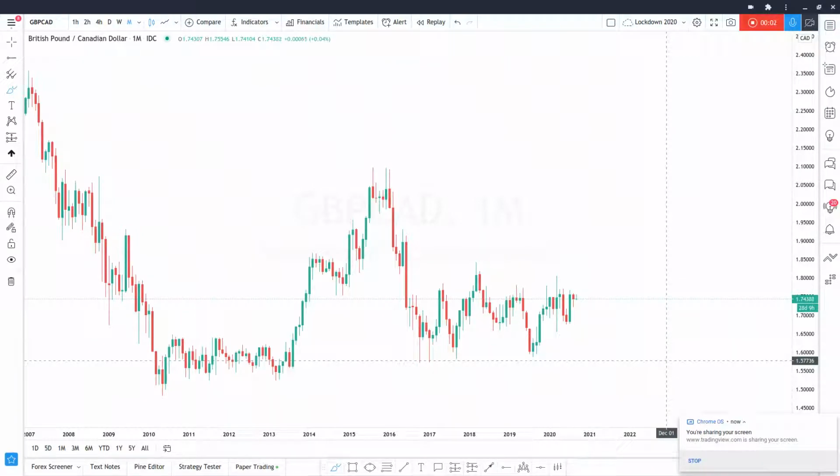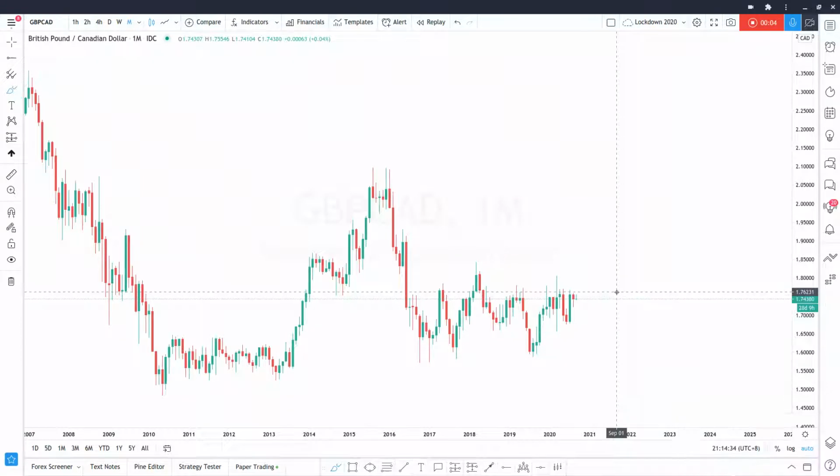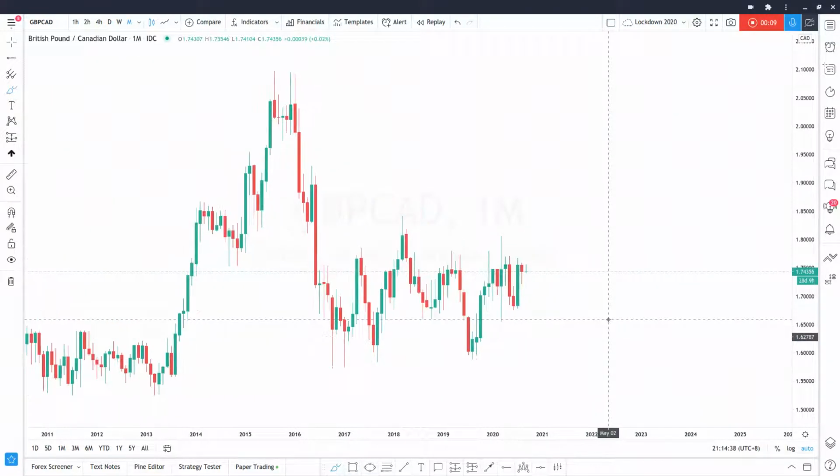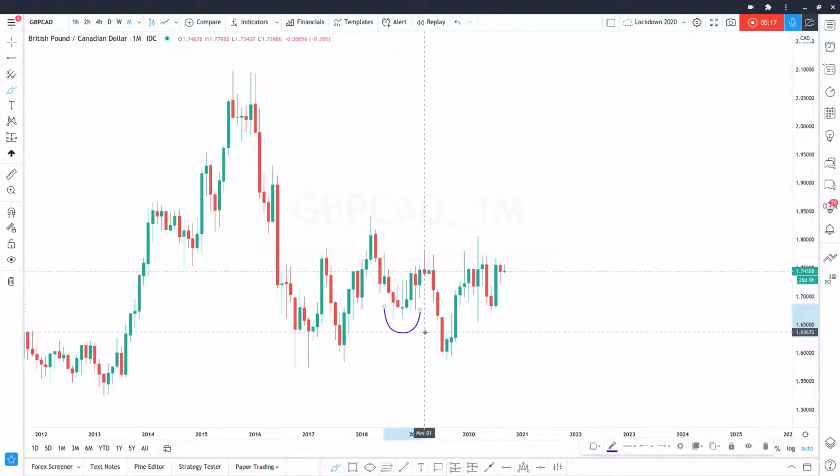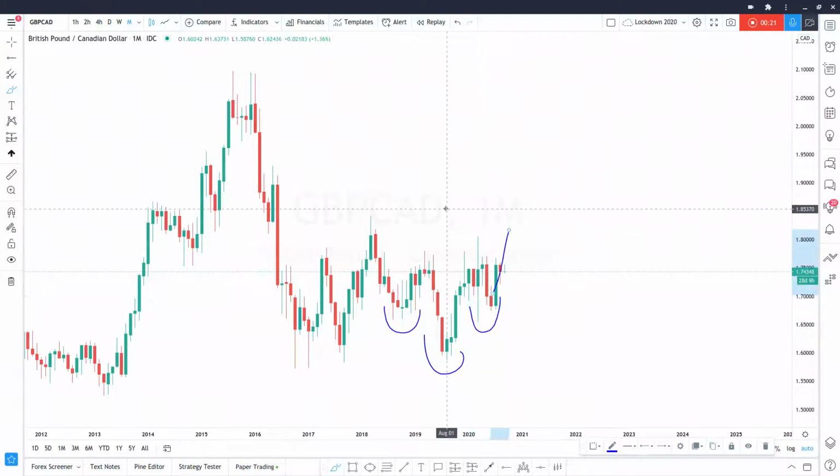Hey traders, let's have a quick new analysis about GBPCAD from a monthly perspective. So from a monthly perspective, what can we see just by looking at price action? We can see a nice head and shoulders formation forming on the monthly time frame.